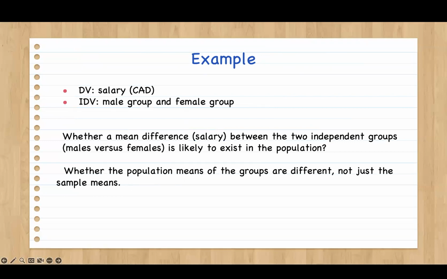For example, if your dependent variable is salary measured in Canadian dollars, and your independent variable is gender, which includes two independent groups, males and females, you can compare the average salary between males and females. In actual fact, it's quite simple to calculate the difference between two means, right? You simply subtract the mean of the dependent variable in one group from the mean of the dependent variable in the other group, which gives you the difference between the means of the two groups.